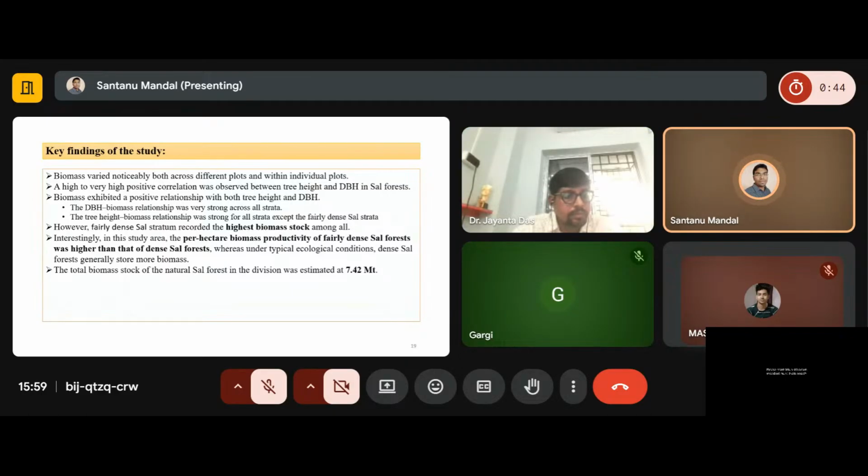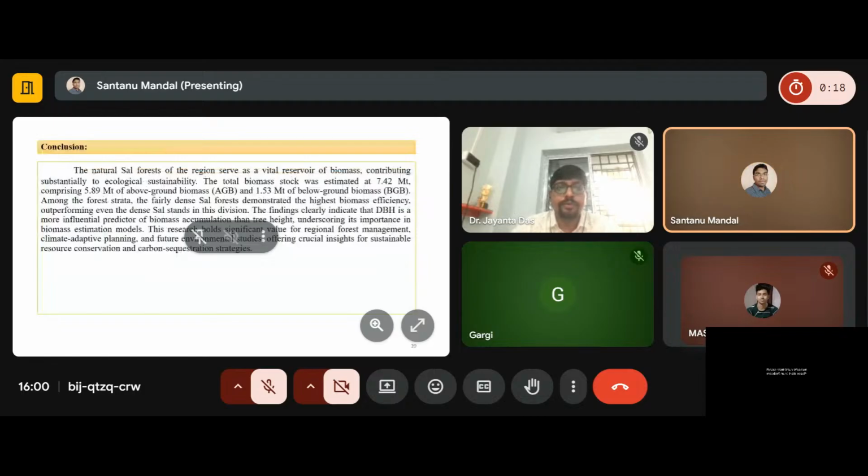Interestingly, in this study, the per hectare biomass productivity of fairly dense sal forest was higher than that of dense sal forest, whereas under typical ecological conditions, dense sal forest generally stores more biomass. The total biomass stock of the natural sal forest in the division was estimated at 7.42 megatons. These are the short conclusions, and these are the references of this study.